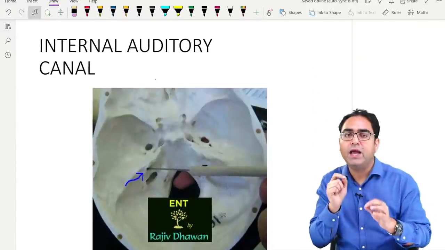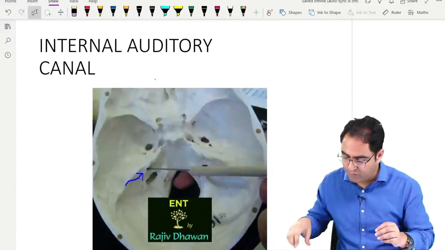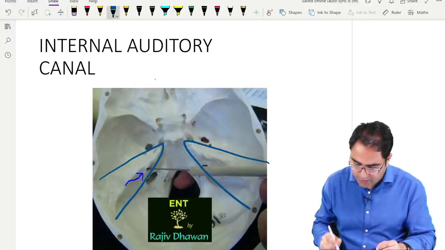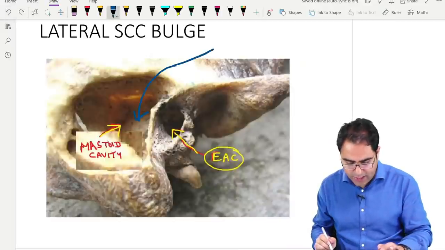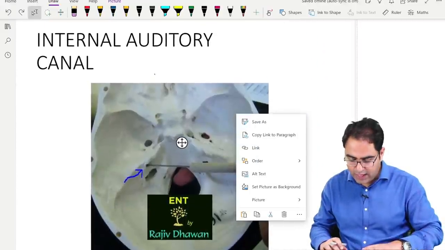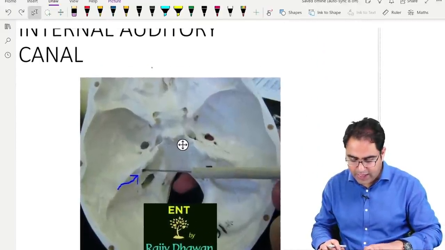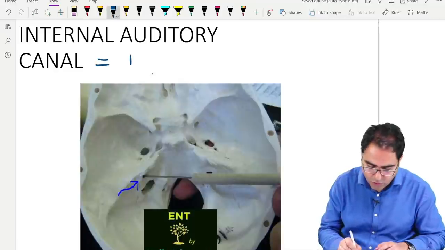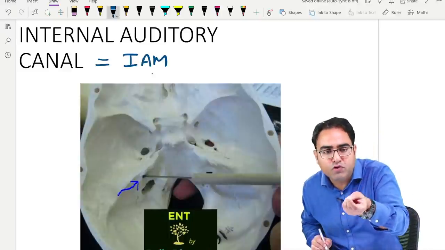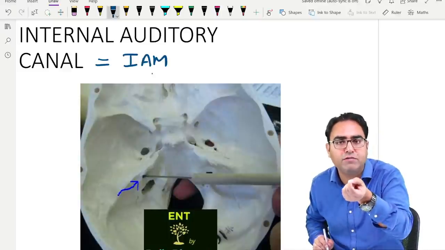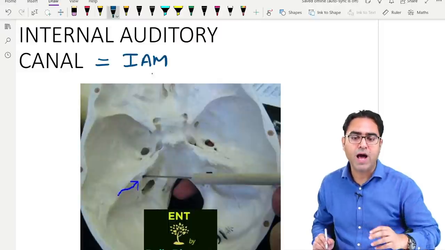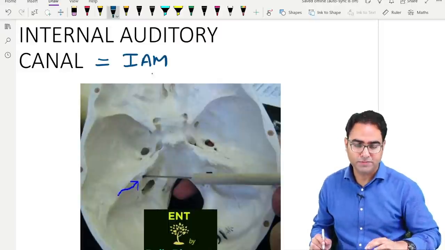If they point an instrument at the posterior surface of the petrous part of the temporal bone, this is the petrous part of the temporal bone, na beta? Okay. If they point an instrument at the posterior surface of the petrous part of the temporal bone, then it is pointing towards the internal auditory canal, also called the internal auditory meatus. Visual question, beta. If they point an instrument at the posterior surface of the petrous part of the temporal bone, then it has to be the internal auditory canal or internal auditory meatus, beta. Okay.